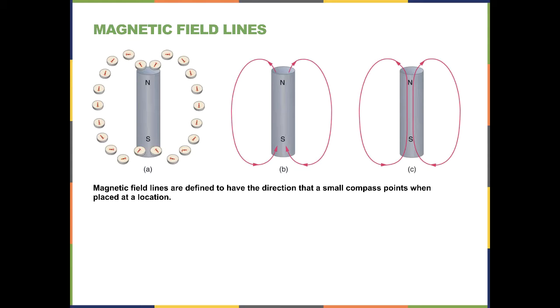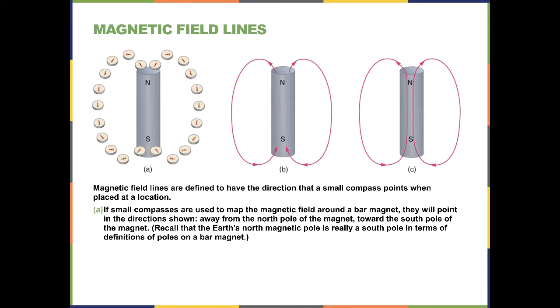Magnetic field lines are defined to have the direction that a small compass points when located in a field. And the direction is that it always goes from the North Pole to the South Pole. If small compasses are used to map the field around a bar magnet, they will point in the direction shown in A, away from the North Pole and toward the South Pole.